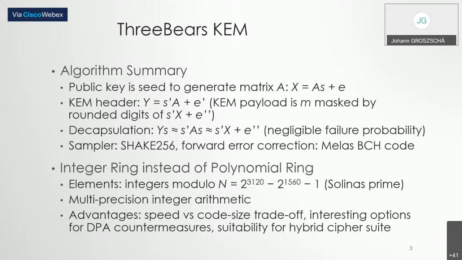Second advantage is that we saw some interesting options for DPA countermeasures. And third advantage is that we thought ThreeBears is highly suitable for hybrid cipher suites where you need pre- and post-quantum crypto systems. When you use, for example, a pre-quantum crypto system like Curve25519, then the low-level arithmetic is integer arithmetic. And also in ThreeBears, we have integer arithmetic. So there would be the option to share some low-level software libraries for integer arithmetic, or, in the case of hardware implementation, to share an integer multiplier, for example. Which is in theory, of course, also possible with polynomial rings, but it's, I think, much more complicated.